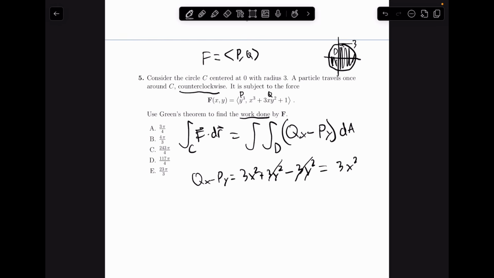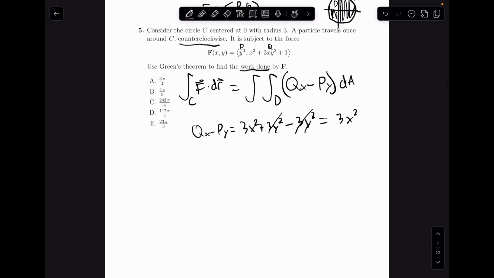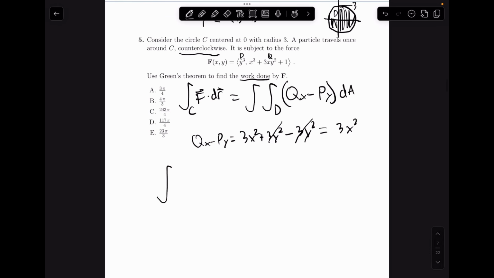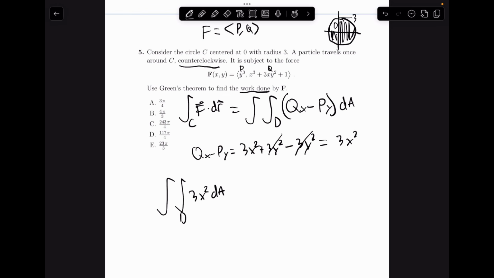And I'm thinking we're going to run into a little bit of an issue, but we're looking for the double integral of 3x squared dA. And since we're dealing with a circle, it's pretty natural to want to use polar coordinates. And in polar coordinates, we know x is going to be equal to r cos theta. I think theta makes more sense.